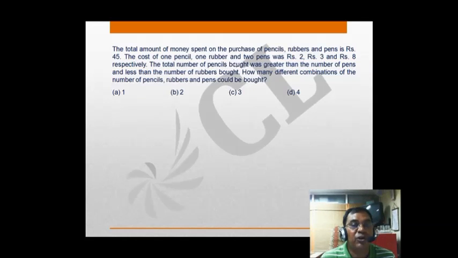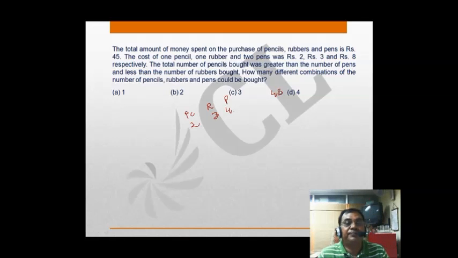The total amount of money spent on purchase of pencil, rubber and pen is 45. The cost of pencil, rubber, pen is 2. This 8 is given only to make you confused, and in total we are purchasing for 45 rupees.